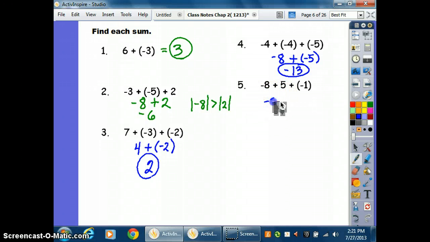Number 5. Negative 8 plus 5. Subtract them. It's negative 3. There are more negatives. Negative 3 and negative 1. That's a negative 4, because the signs were the same. Thank you.